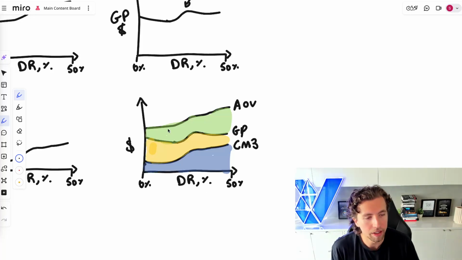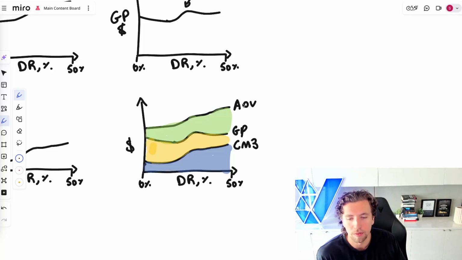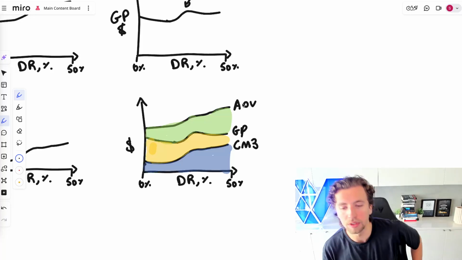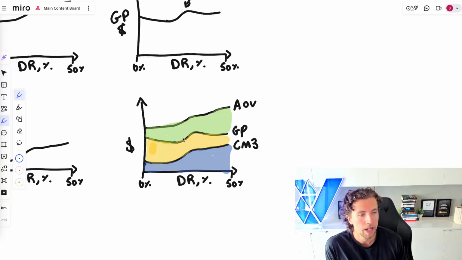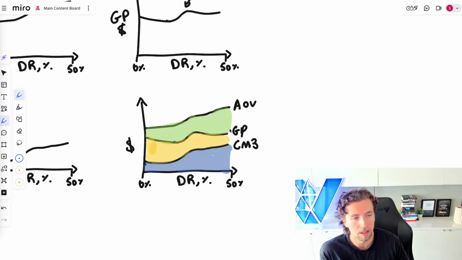And so as we increase our discounting rate, our average order value increases. People buy more when we discount more heavily because they want to capture the offer and the ability for them to spend more. Now, gross profit, as we increase our discounting, gets worse because we're giving away more of the margin that we have. And so once we add that dynamic in, what we end up seeing is a curve that looks something like this.